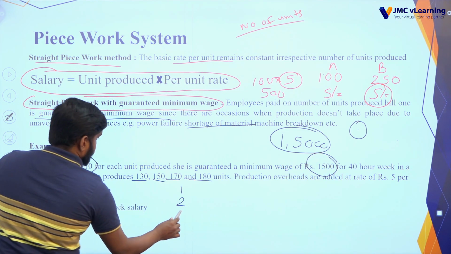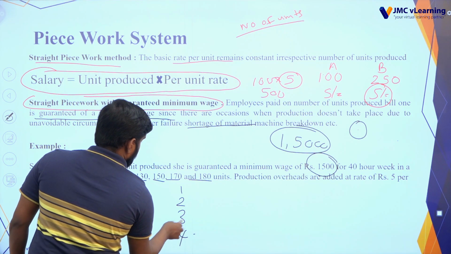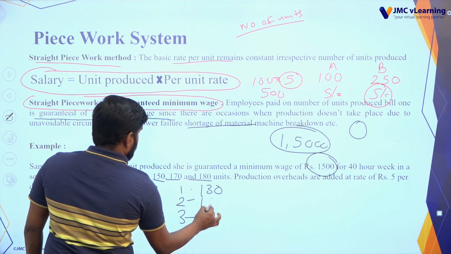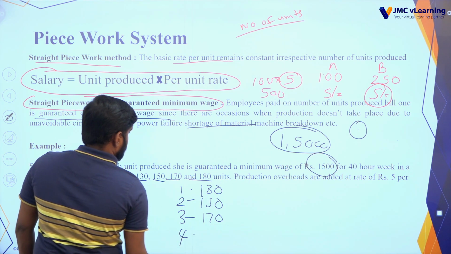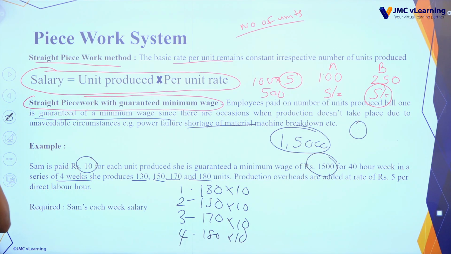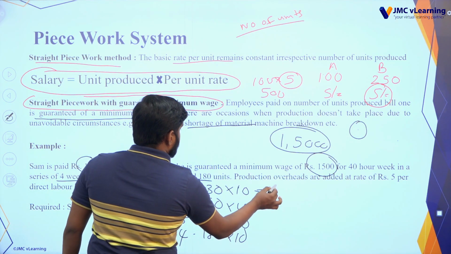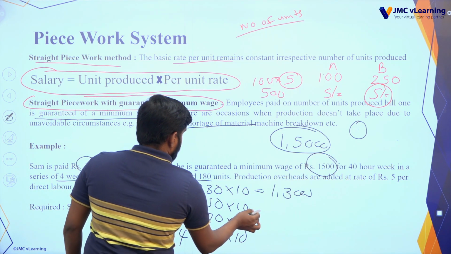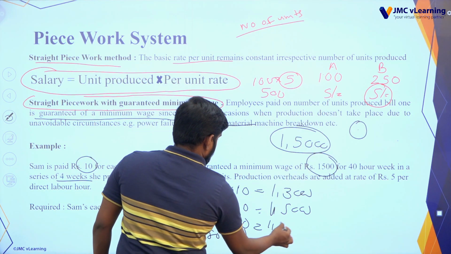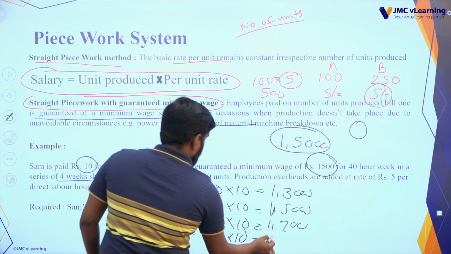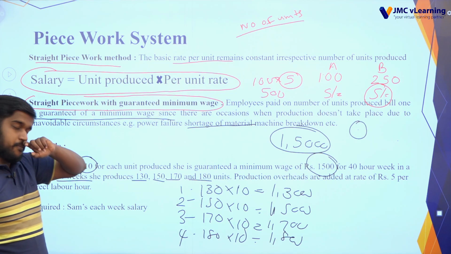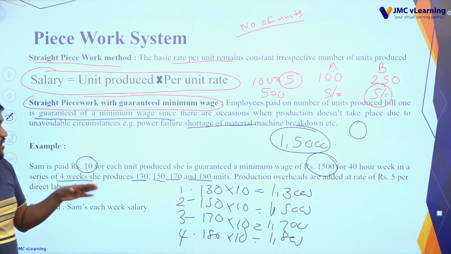First, second, third and fourth week. Then she produced 130 units, 150 units, 170 units and 180 units. She can get 10 rupees per unit. Then we can calculate the first week salary as 1,300. Then the second week is 1,500. Then the third week 1,700. Then the fourth week 1,800. Then as per the company rule, her minimum wage is 1,500.